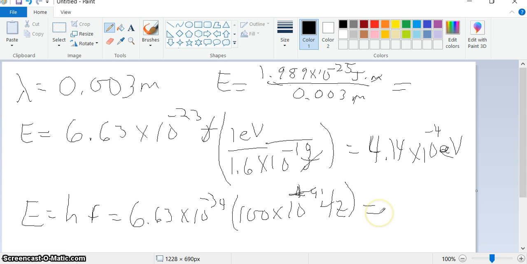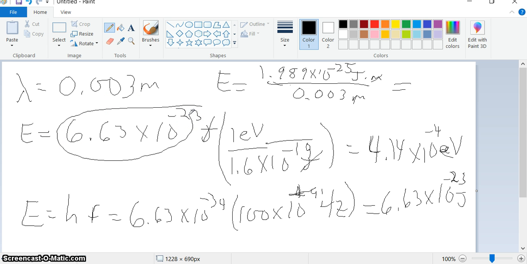And so when you do this calculation, remember it's times 10 to the positive 9th hertz, that's what gigahertz is. It comes out to be 6.63 times 10 to the minus 23rd joules. Sorry, that's a 2. All right, and notice that's exactly what we had up here.